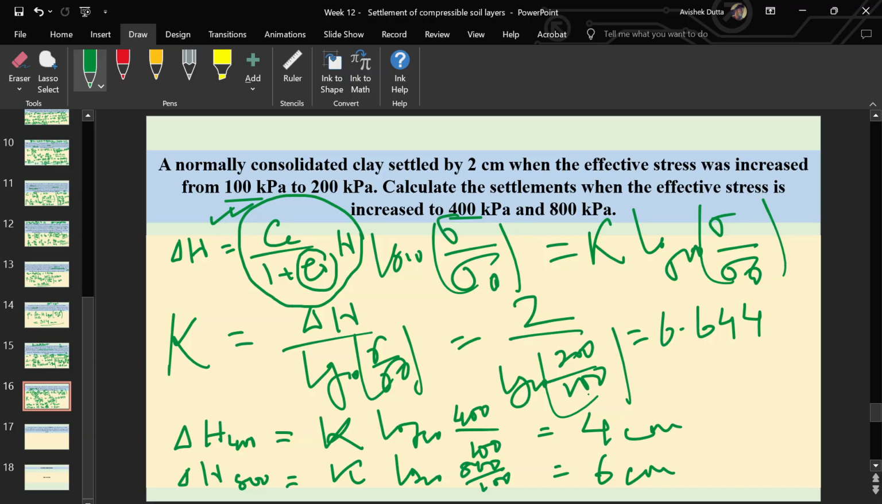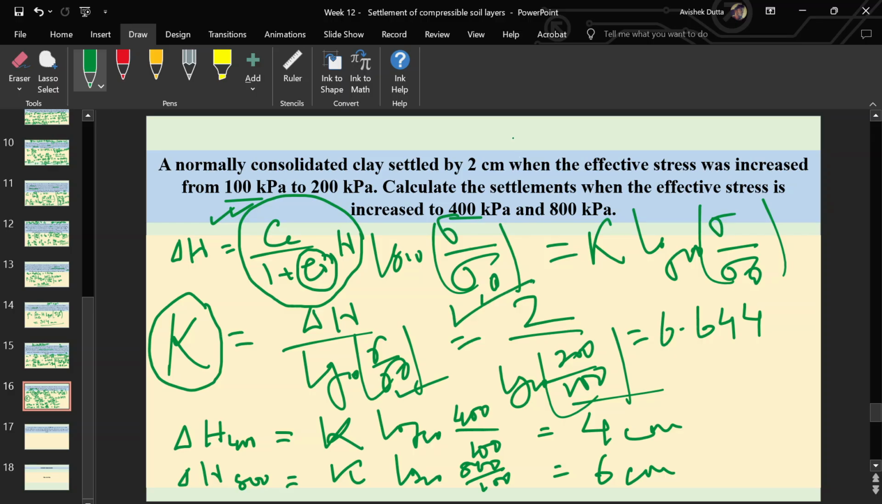Sigma 0 is 100. We are finding out the value of k. No, you can't take it like that. I am sorry, because we are finding out k taking the initial effective stress as 100, isn't it? So that only we have to consider, because k consists of E0, which is a part of this initial value.